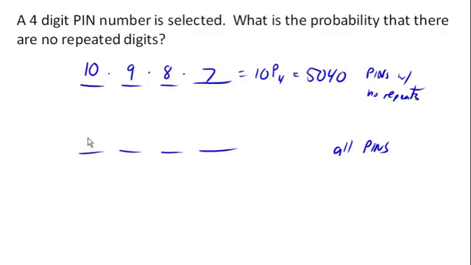10. How many for the second number? Also 10, also 10, also 10, because we allow repeats, so there's no exclusions. So that's 10 to the fourth, and 10 to the fourth is 10,000. So there's 10,000 total pins.